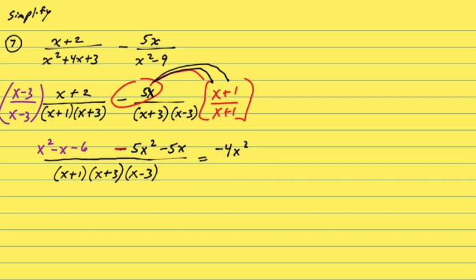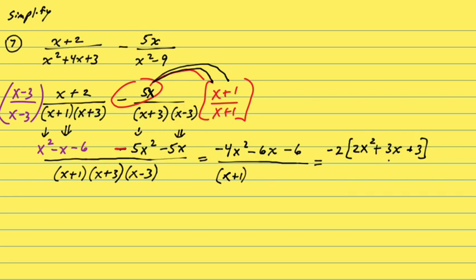Negative 4x squared, because you have 1x squared and negative 5x squared. What's a negative 1x and a negative 5x? Negative 6x, and the last constant's a negative 6. I may see if this factors. If I take a negative 2 out of this, you'd have 2x squared plus 3x. You're taking a negative 2, so it'd be plus 3. There are no factors of 6 that add to 3, so I don't think it factors. In which case, I'd probably just leave it like this.